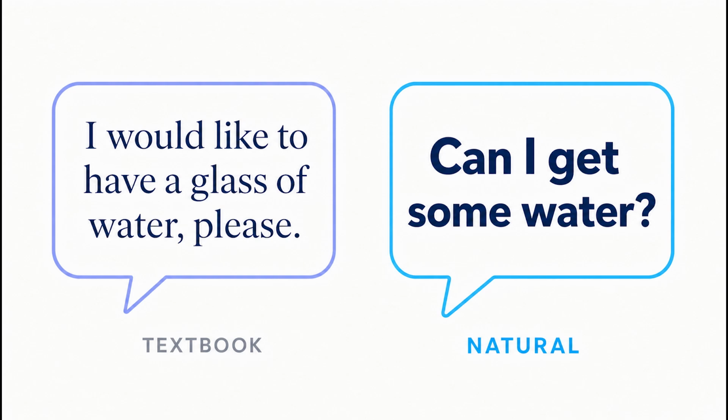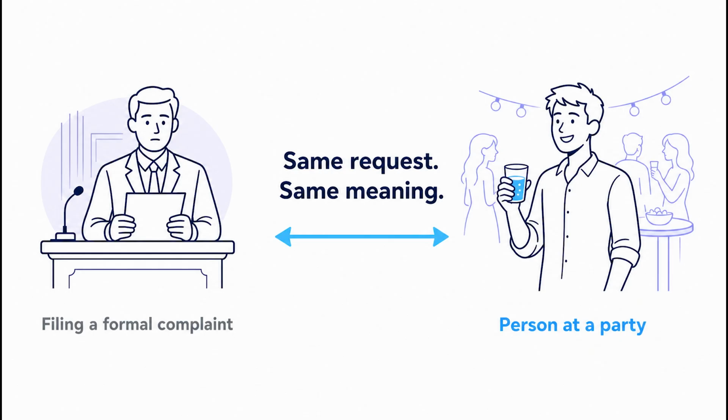Say this sentence out loud. I would like to have a glass of water, please. Now say this one. Can I get some water? Same request, same meaning. But one of those sounds like a person at a party, and one sounds like a person filing a formal complaint.